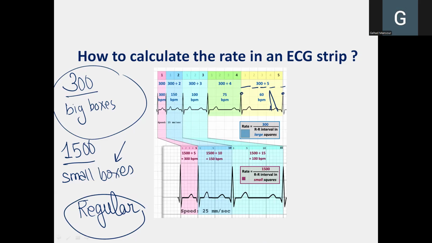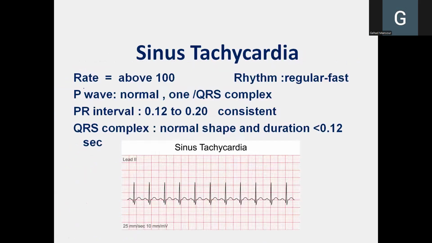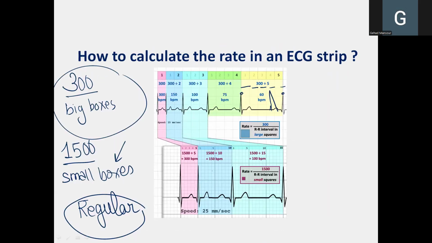It might happen that between two QRS complexes you have an integral number of boxes, and between two others you don't. But if you don't have an integral number of big boxes at all, then you must use the other method, which is 1500 over the number of small boxes.